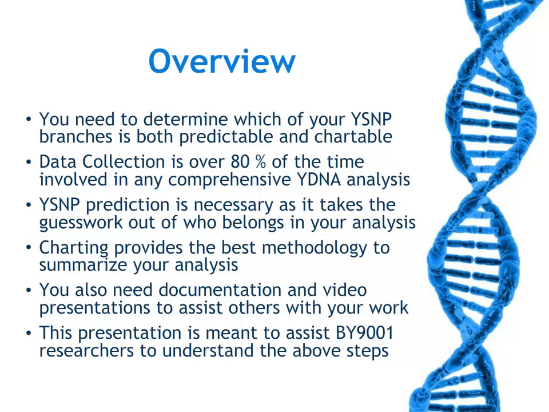And you don't want garbage in, garbage out, because it's real important to only include the proper testers and not have any speculation enter your analysis. Charting is the best methodology to summarize your analysis. I use SAPP as long as your haplogroup has less than 500 or 600 testers, which is the limit of SAPP. You also need to document and have video presentations to assist others, and that's always a wise thing to do. And this presentation is meant to assist BY9001 testers and researchers to understand all the above steps.